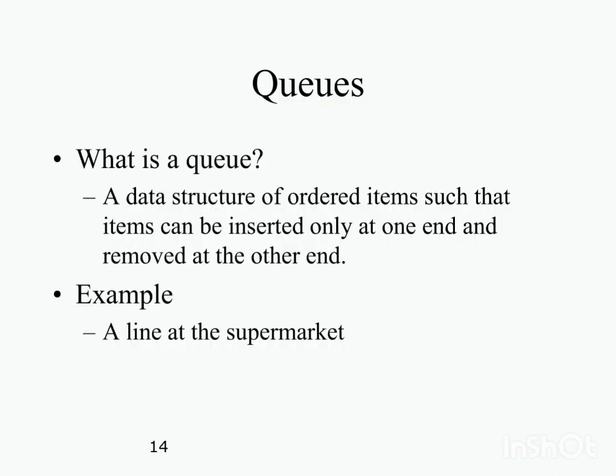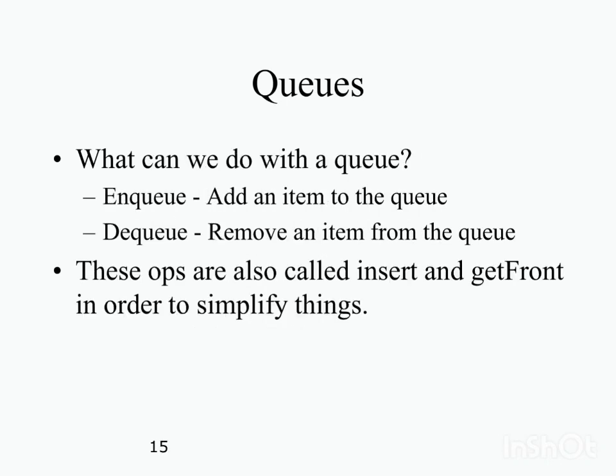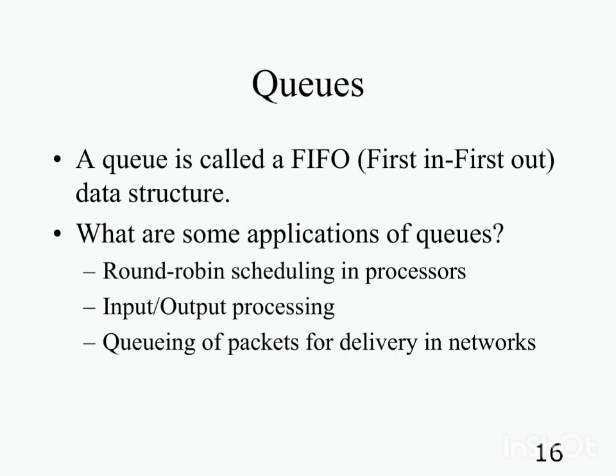Queue. What is a queue? A data structure of ordered items such that items can be inserted only at one end and removed at the other end. Example: a line at the supermarket. What can we do with a queue? Enqueue: add an item to the queue. Dequeue: remove an item from the queue. These operations are also called insert and get front, in order to simplify things. A queue is called a FIFO, first in, first out, data structure.